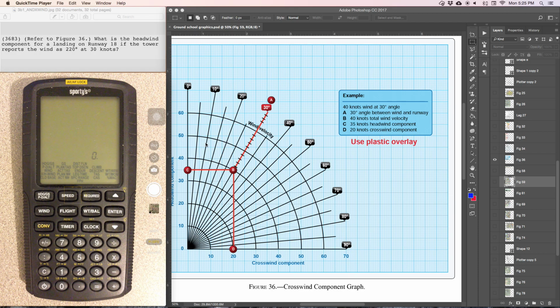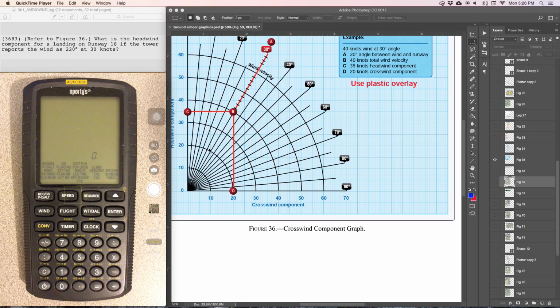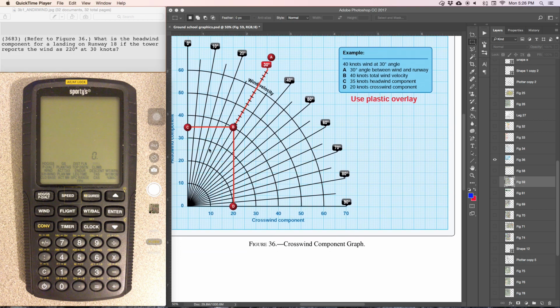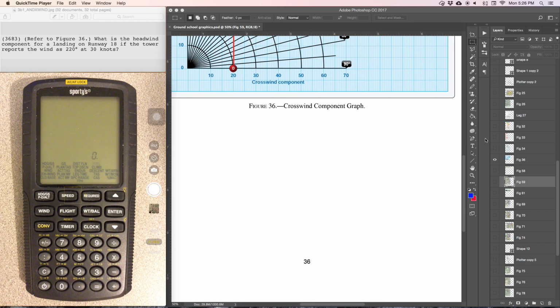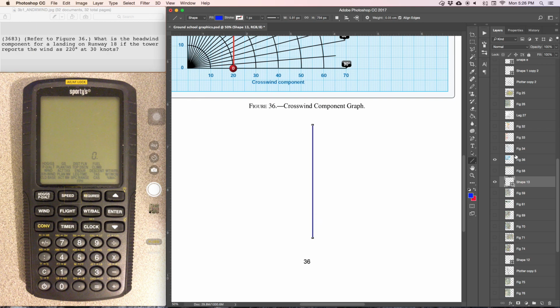This problem is asking us to determine the headwind component for a crosswind that's given for runway 18. But we will also determine the headwind and crosswind component for this problem. So for these types of problems, the first thing that I like to do is draw the runway and crosswind information so that I can get a pretty good idea of what it's going to be before I actually work the problem.